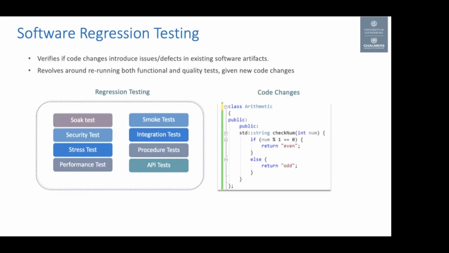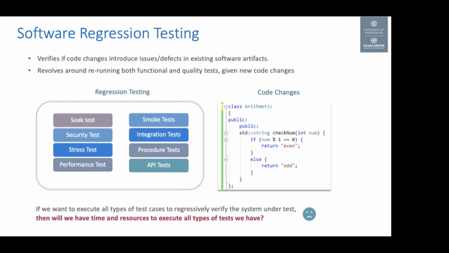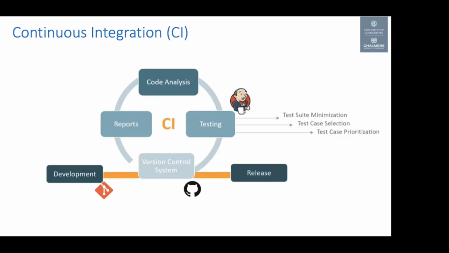So what is software regression testing? As you may probably know, software regression testing is a testing practice that we do to evaluate whether a change made in the source code of the system under test has adversely affected both functionality and quality. And we do this by executing different types of test cases, including both functional and quality tests. But then the question is, if we want to execute all different types of test cases, do we have enough time and resources to execute all of those test cases? And that is essentially why continuous integration exists.